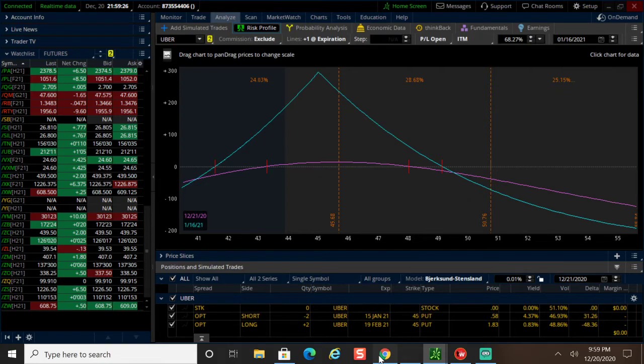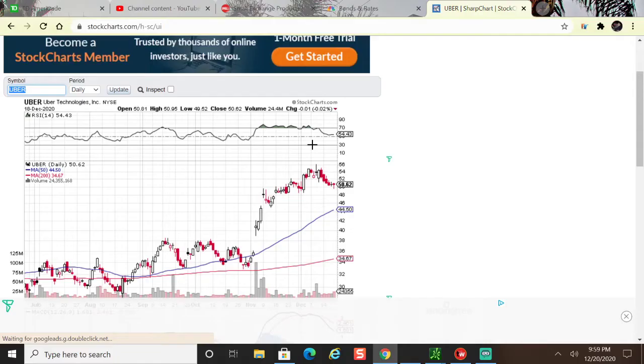So pretty big on the daily. RSI is 54. It's kind of sold off. A lot of sellers here. Uber doesn't make any profits. Supposedly they will in the future. Let me see if I can pull up the weekly. See how the weekly looks. What's going on here? Oh, weekly. Here we go. Weekly update.